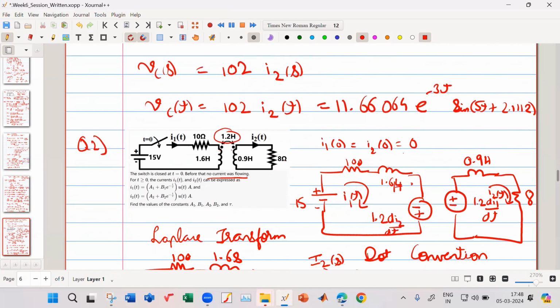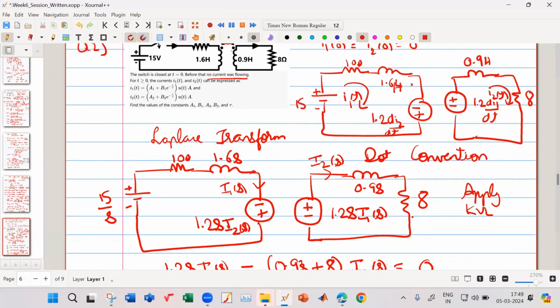Question 2, it has mutual inductance. So because the mutual inductance is there, I first wrote the equation. I wrote the circuit in terms of the mutual inductance, the EMF due to the mutual inductance. Then I found out the Laplace transform of the equation. So 1.6 Henry becomes 1.6 S. 1.2 di2 by dt becomes 1.2 S into I2 of S.